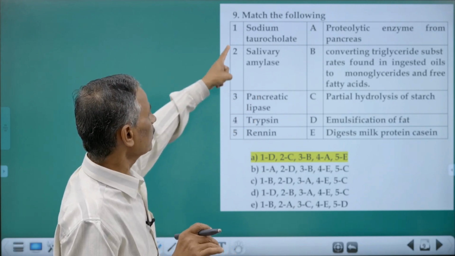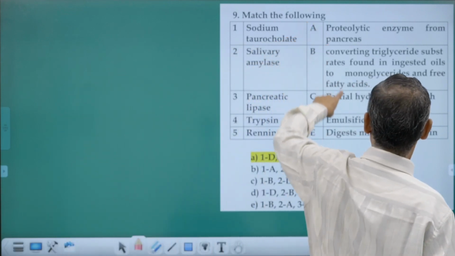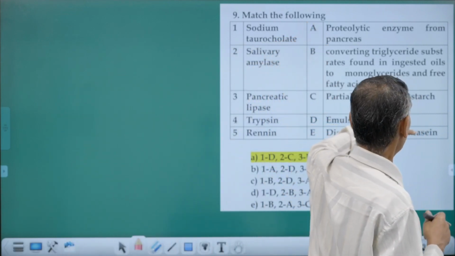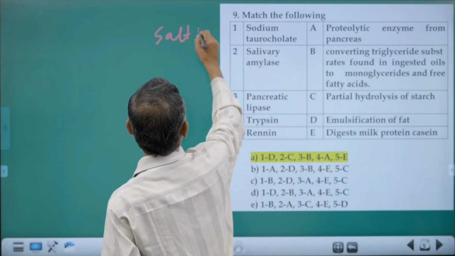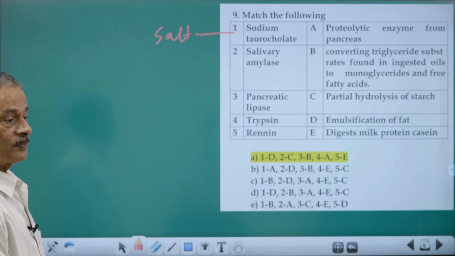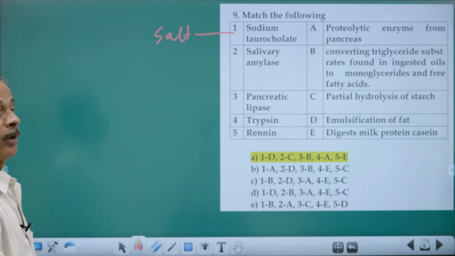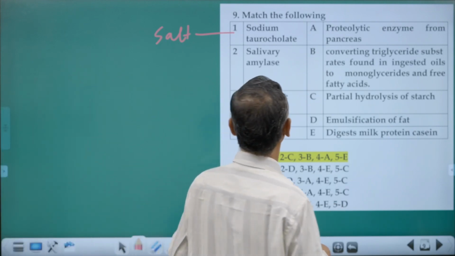Sodium taurocholate and glycocholate, so they are all helping in emulsification of fat. This is a bile salt. Bile salts are emulsifying the fat and also used for making micelles, small droplets after the digestion.